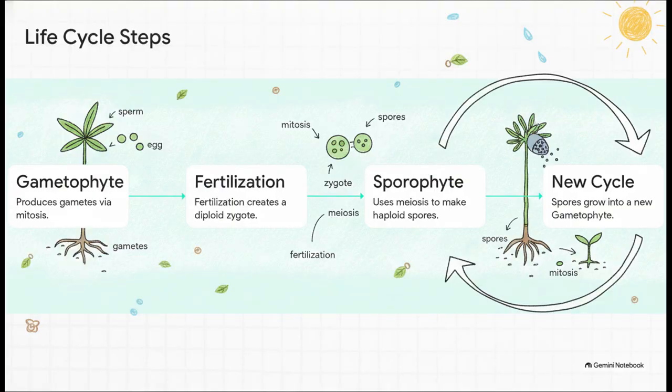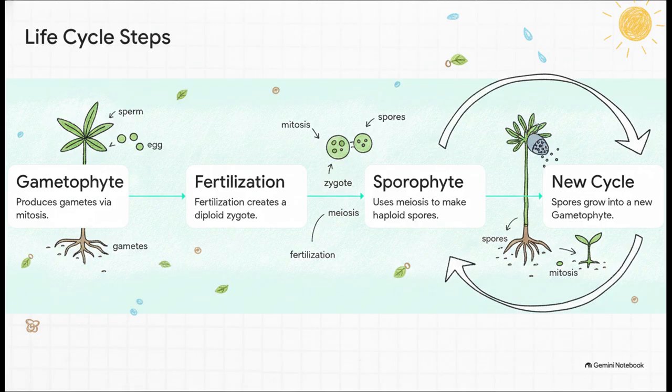By following these 4 steps, you can trace exactly where mitosis and meiosis happen as the plant alternates between these two distinct generations. In step 1, the haploid gametophyte uses mitosis to create haploid gametes, sperm and eggs. In step 2, these gametes fuse during fertilization to form a diploid zygote. In step 3, this zygote grows through mitosis into the multicellular diploid sporophyte.